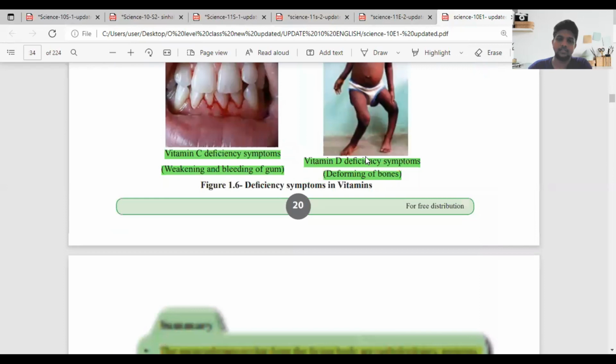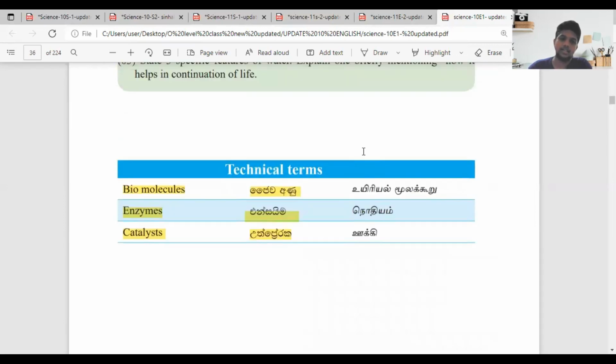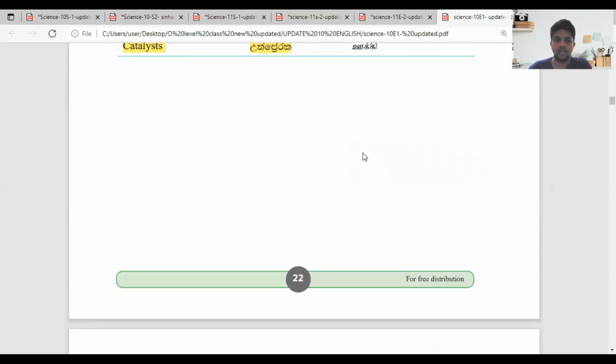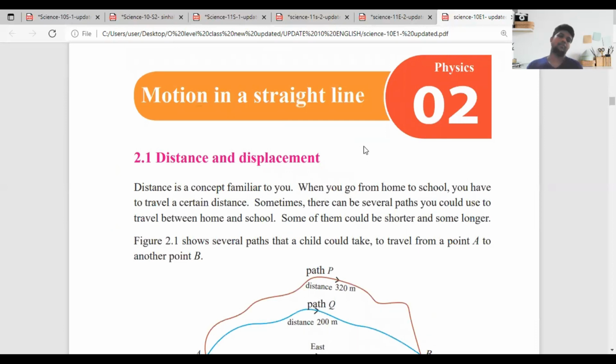We went through the exercises. Then, Dharu, we have to start with the new chapter. Write the topic, Dharu: motion in a straight line. Motion in a straight line.